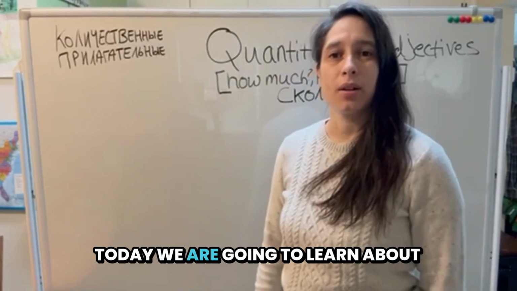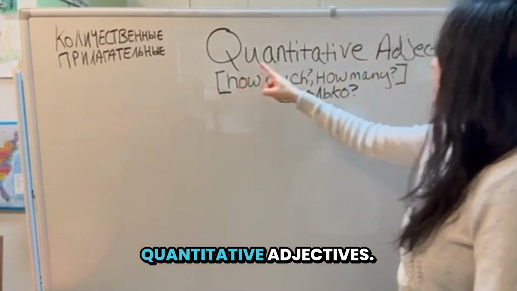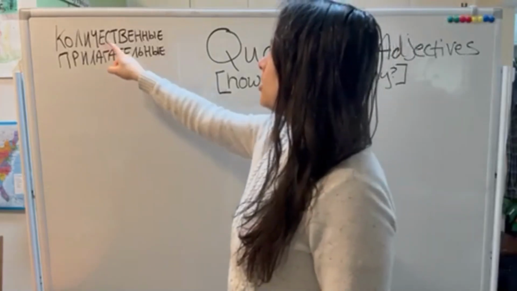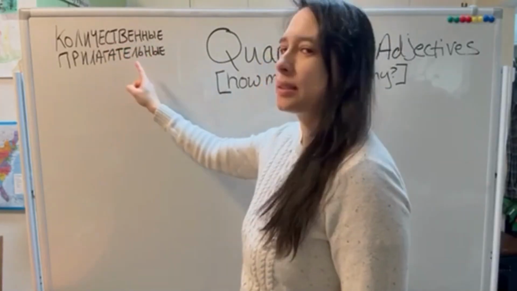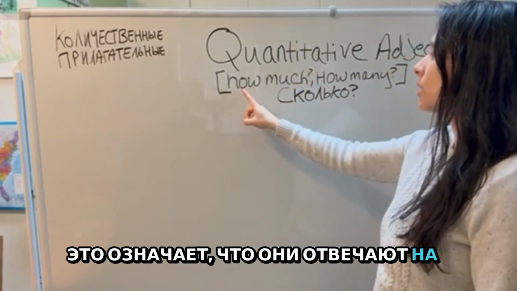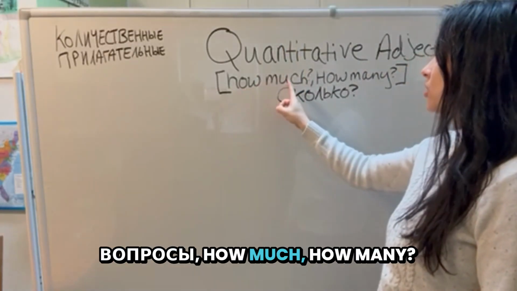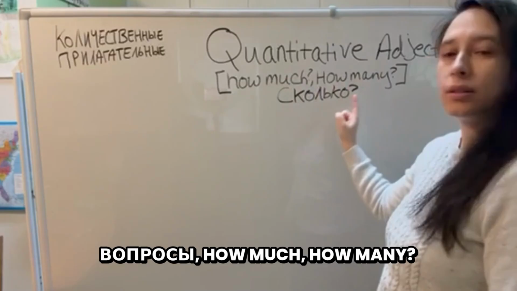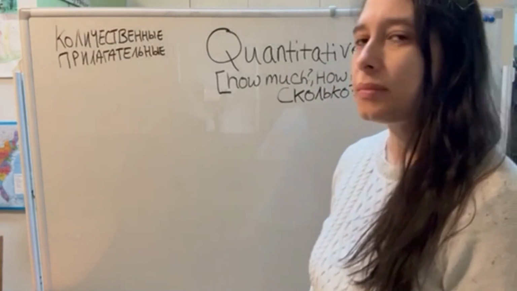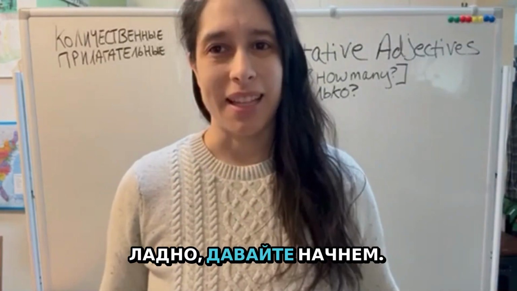Today, we are going to learn about quantitative adjectives. Количественные прилагательные. That means they answer the questions how much, how many, сколько, сколько. All right, let's get started.